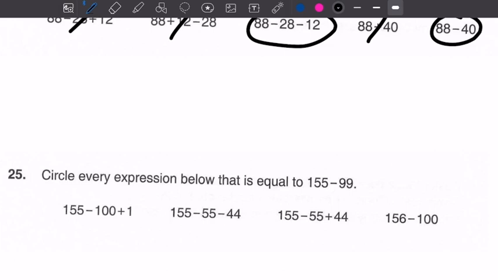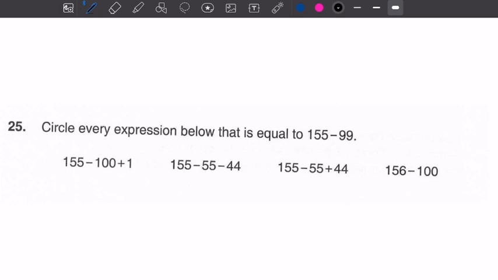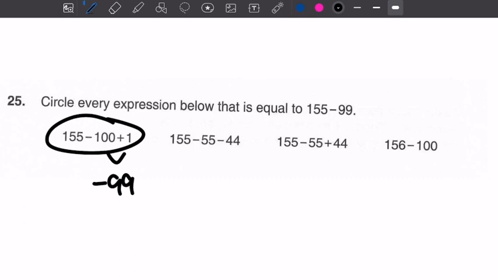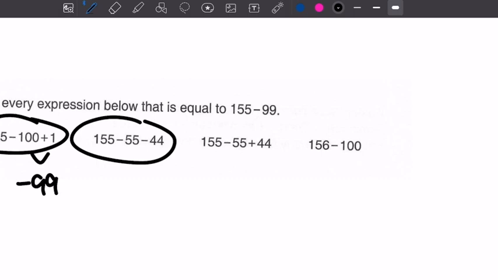Now, for question number 25, we have 155 minus 99. Now, since we know that we start with 155, we need to see if the remaining two numbers add up to 99. Minus 100 plus 1 is equal to minus 99, or negative 99. And therefore, we know that the first option is correct. 155 minus 55 minus 44 is also correct because these two are equal to negative 99. But 155 minus 55 plus 44. These two do not add to negative 99.